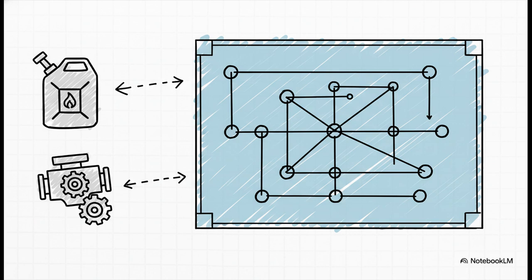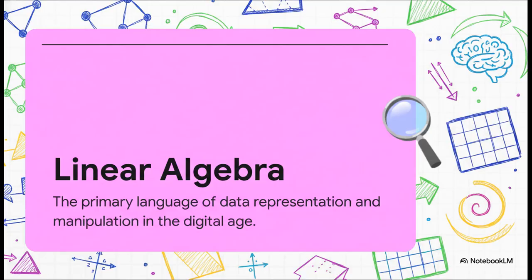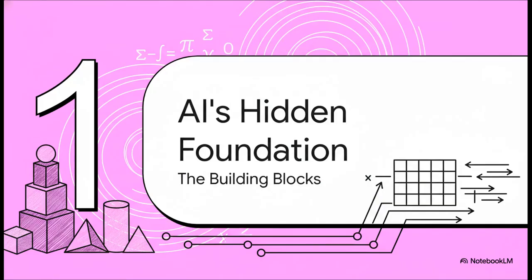You see, while all that data and all those computer chips are kind of like the fuel and the engine, the actual design, the very blueprint that allows an AI to learn, to see, and to create, it's all built on something much, much more fundamental. The real secret ingredient? Well, it's math. And to be specific, it's linear algebra. I mean, this is literally the scaffolding that every single neural network is built on. It's the language that translates our messy, chaotic world into a structured format that a machine can actually understand and work with. So to really wrap our heads around how this all works, we've got to look at the basic building blocks. We're going to dive into AI's hidden foundation.